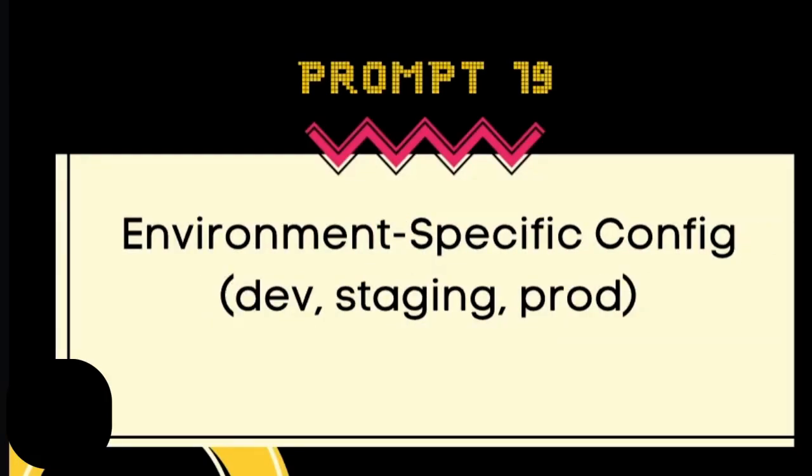And prompt 19 is environment-specific configuration. So again, this is more advanced. Not everybody will need this, but you might want to consider creating a dev, staging, and production environment. This allows you to have your dev environment where you're building and experimenting. And then once your code is stable, you move it to staging where people test it. And then production is where the public gets it.